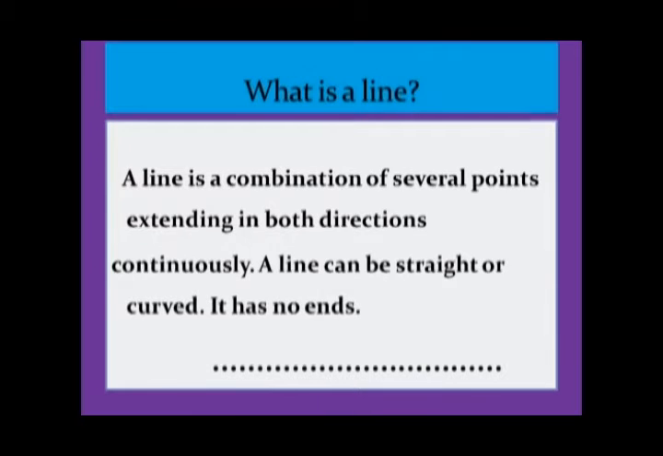Let's take a look. A line is a combination of several points extending in both directions continuously. A line can be straight or curved. It has no ends. Here we have a combination of points. If you look closely, we could also add some more points here, and when you add them closer, you'll notice that you have created a line as illustrated. It's a combination of several points extending in both directions. Now let's take a look at some examples of lines.